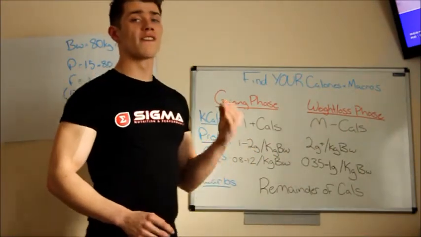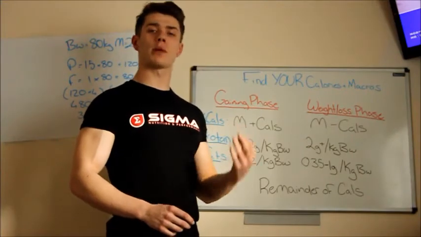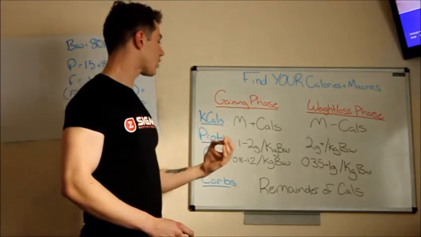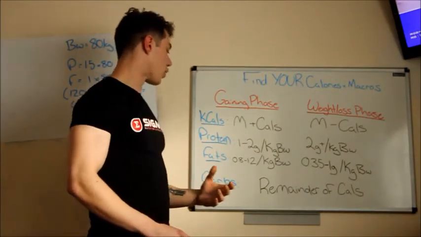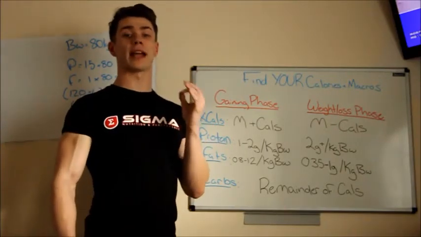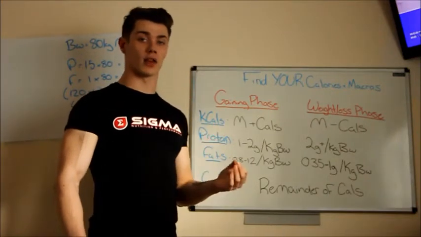If you don't know, fat is an extremely calorie-dense macronutrient. What I mean by a calorie-dense macronutrient is it has a higher calorie value per gram than proteins or carbs. So what we have in proteins and carbs is per gram they are equal to 4 calories, whereas fats per gram is equal to 9 calories.